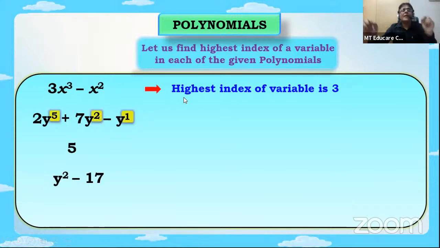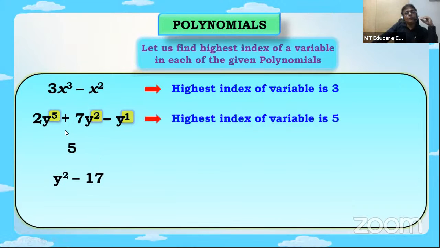Now, find out the highest power in the first case. First term का power कितना है? 3. Second term का power कितना है बच्चा? 2. तो highest कौन सा है? 3 है कि 2 है? Of course 3. Very good. तो highest power is 3. Now tell me, what is the highest power in the second case? Very good. The highest power is 5.